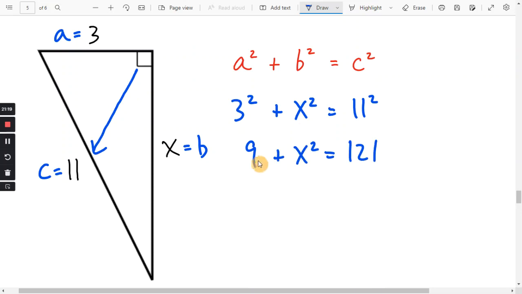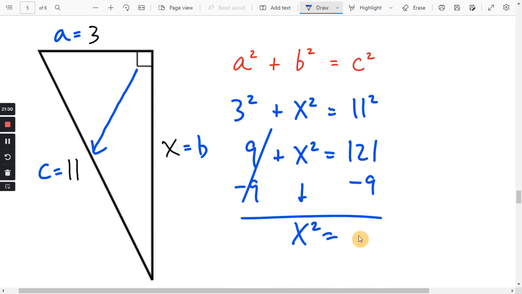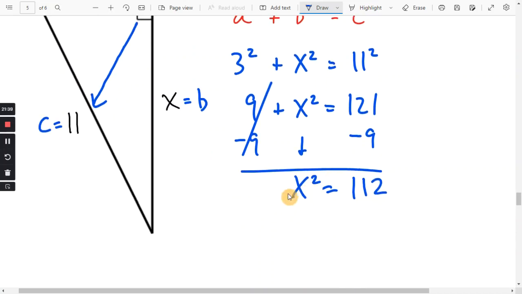Solving for x squared, I want to get rid of this 9. The opposite of positive 9 is minus 9. Cancels. Bring down your x squared and your equals. 121 minus 9 is 112. Okay? And now, solving for x squared, the opposite of squaring something is to take the square root. So I'm going to do the square root of 112 on my calculator. Please use your calculator and not your phone.